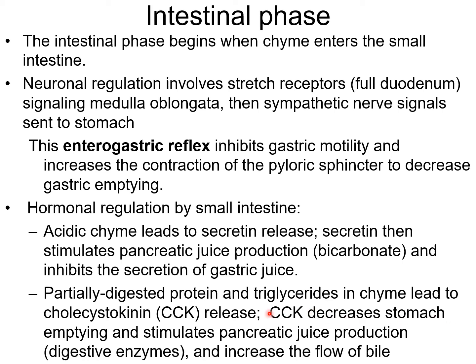And then cholecystokinin calls on both the pancreas and the liver. From the pancreas, it increases pancreatic juice production. This will bring in additional enzymes to deal with these partially digested food products, and increased flow of bile will bring in more of that emulsifier to again increase the digestion, now in the small intestine, of these partially digested triglycerides.